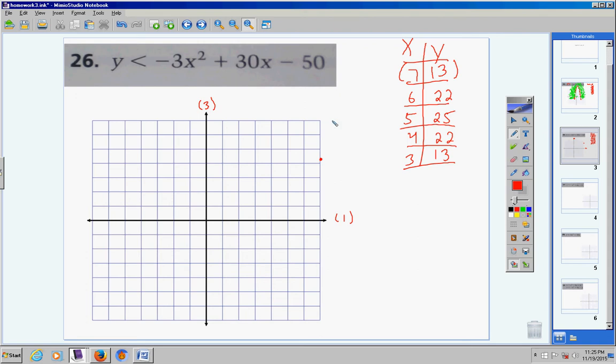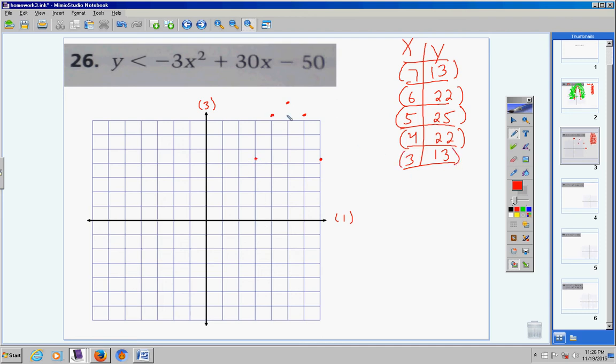The next ordered pair is 6, 22, so over 6, and then up 22. So 3, 6, 9, 12, 15, 18, 21, 22. So about right there. Next ordered pair is 5, 25, so over 5, then up 25. So that's 21, 24, and then a little bit more, 25. Next ordered pair 4, 22, so over 4, and then up 22. And last ordered pair over 3, and then up 13, about right here.